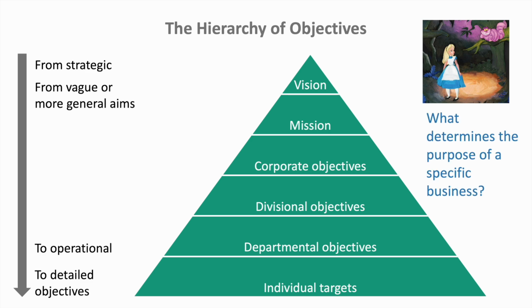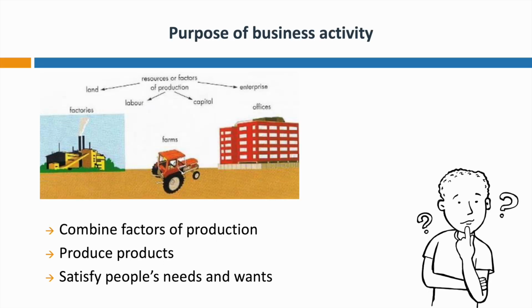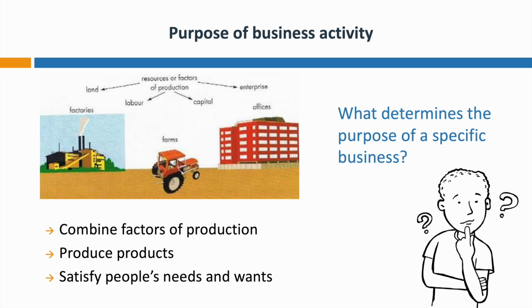So what determines the purpose of a specific business? We know that in general, the purpose of business activity is to combine factors of production. That's what we learned in the first unit, first chapter. We know that in general, the purpose of business activity is to produce products. And those products are supposed to satisfy people's needs and wants.